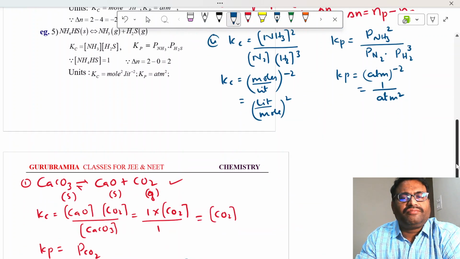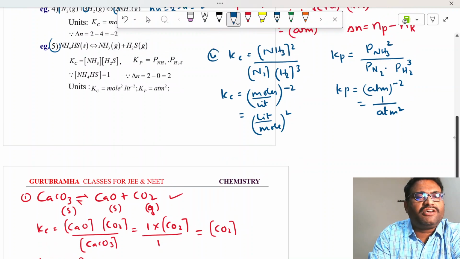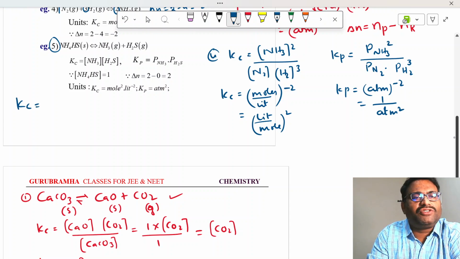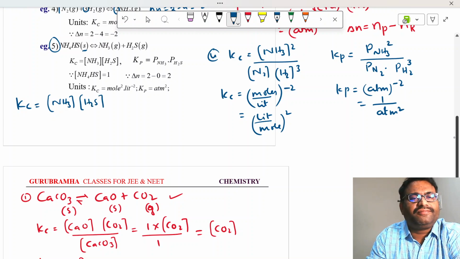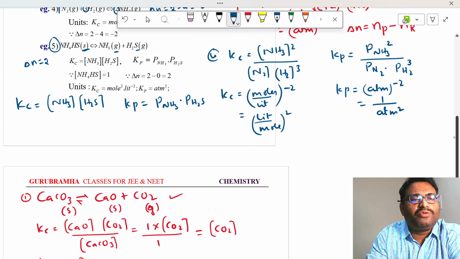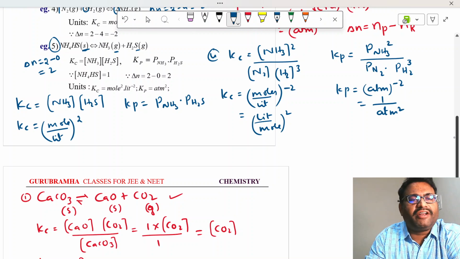So for the fifth reaction, what will be Kc? This is solid, so we don't write that. NH3 concentration into H2S concentration by NH4HS. As this is solid, it will be unit 1. So how will you write Kp? Kp is equal to the partial pressure of NH3 into the partial pressure of H2S. What is delta n here? These two are gases, so 2 minus 0, that is equal to 2. So what are the units of Kc? Moles per liter power 2, that is mole squared per liter squared. What will be the units of Kp? Atmosphere squared.